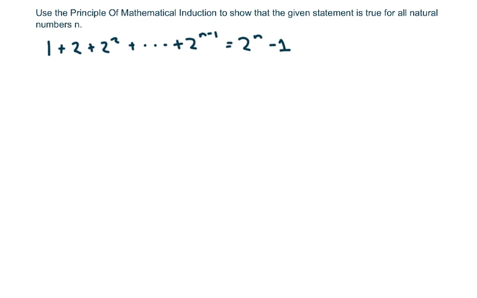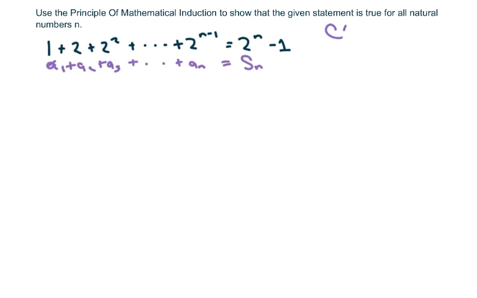Hi everyone, we're going to use the principle of mathematical induction to show that the given statement is true for all natural numbers. Basically, this is a geometric series, which this is your first term, second term, third term, and this is your nth term, and this is your sum. Alright, and so we're going to do it the same way we did the arithmetic ones.